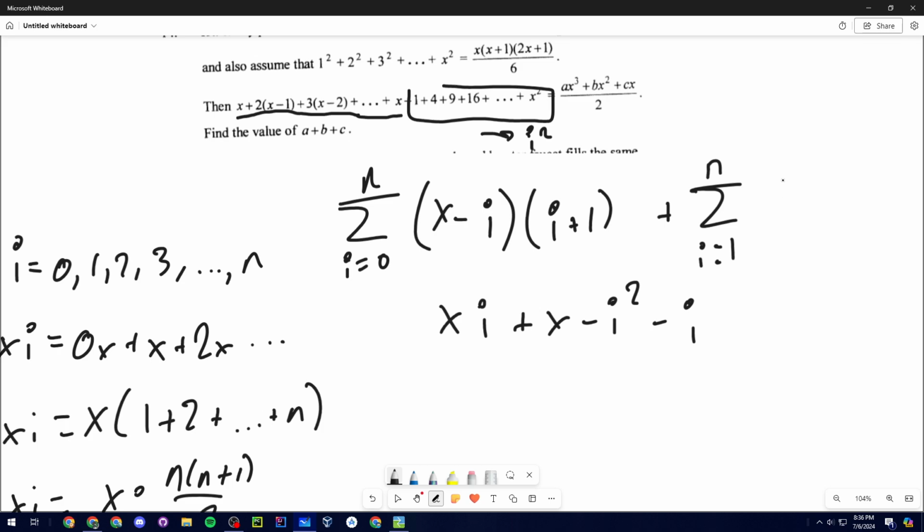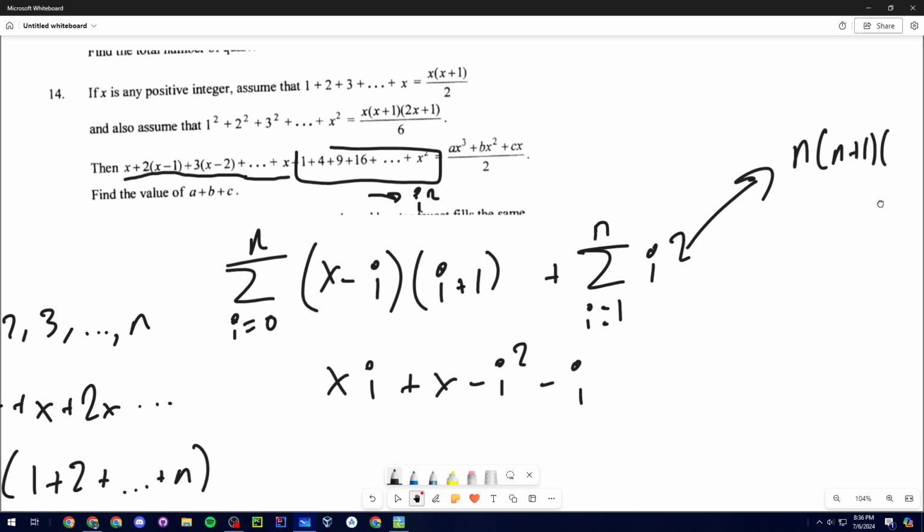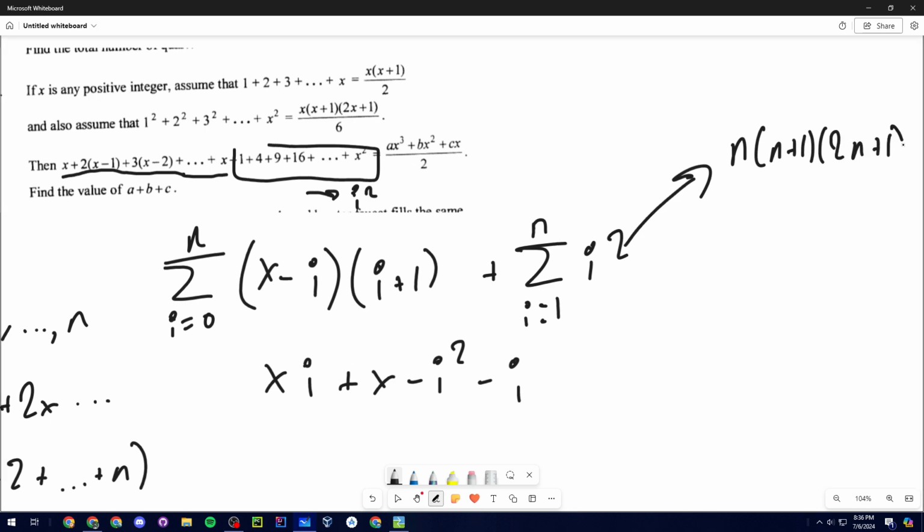the definition it just gave us, which is i times i plus 1 times 2i plus 1. Or wait, no, that's not true. What am I saying? This is just i squared. So that is just equal to n times n plus 1 times 2n plus 1 over 6.